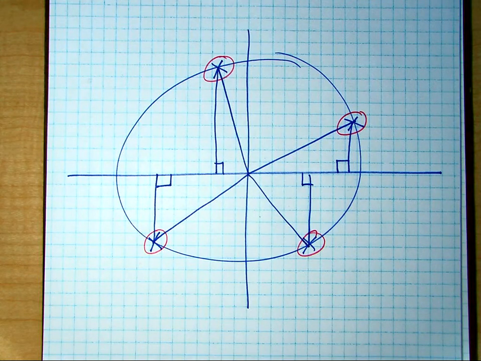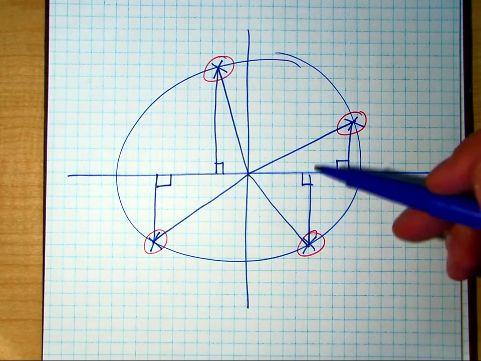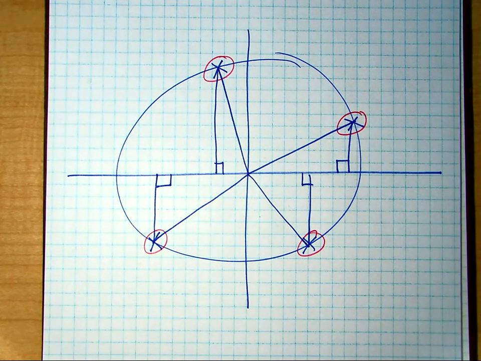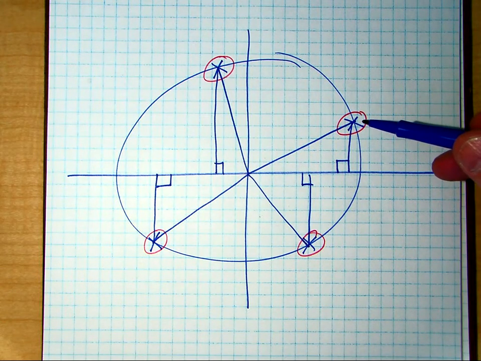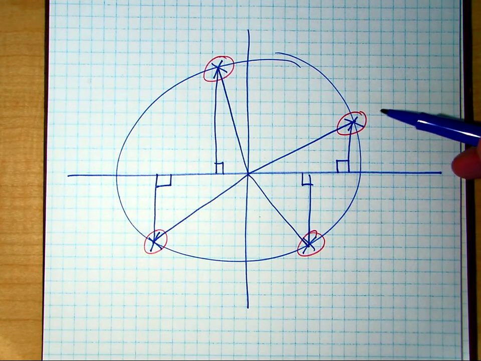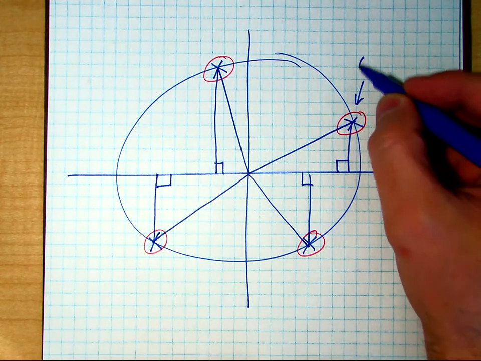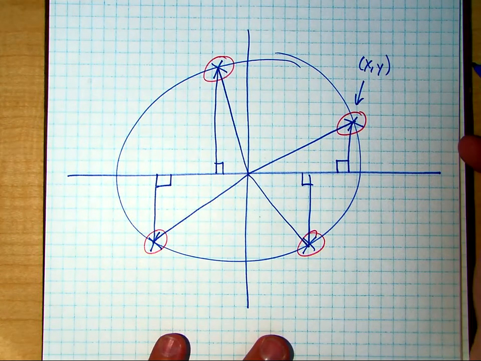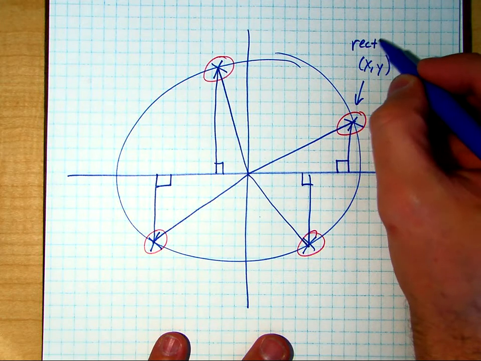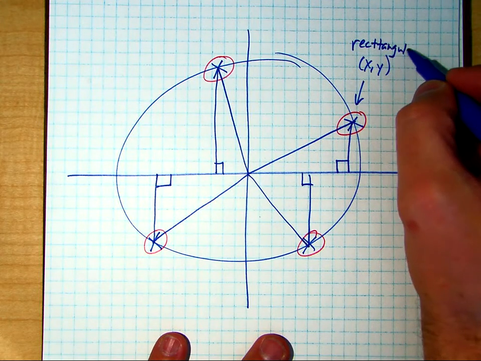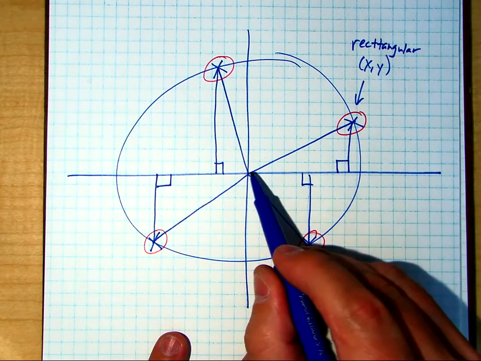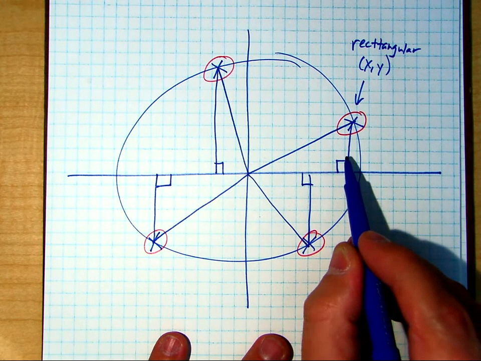Alright, let's just say we had this circle that's centered on the origin, and let's just say there were 4 points in quadrant 1, 2, 3, and 4 circled, and I put an X on them. Let's just say for giggles that you wanted to find the coordinates of that point right there. On the coordinate plane, finding the X, Y coordinates, another name for that is you're finding the rectangular coordinates, because this distance is X and this distance is Y.